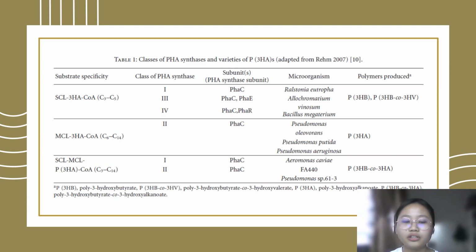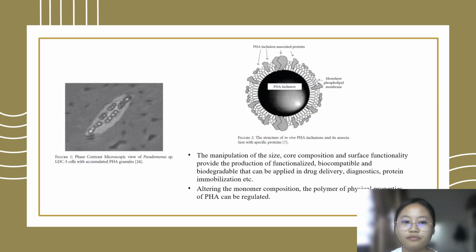This table shows the classes of PHA synthesized from various microorganisms and their product polymers. Figure 1 shows the Pseudomonas strain with accumulated PHA under the microscopic view. And figure 2 shows the structure of in vivo PHA inclusion and its associated specific proteins. By manipulating the size, core composition, and surface functionality, it provides the production of functionalized, biocompatible, and biodegradable materials, which can be applied in drug delivery, diagnostics, protein immobilization, and so on. Thus, by altering the monomer composition, the physical properties of PHA can be regulated.